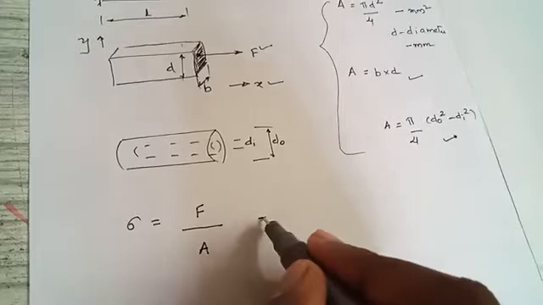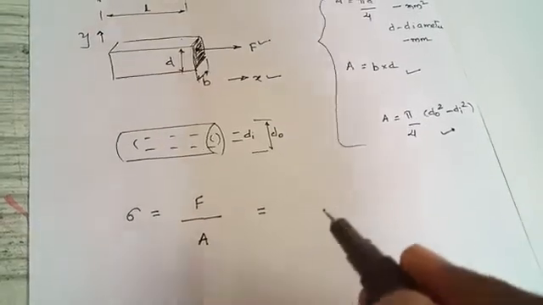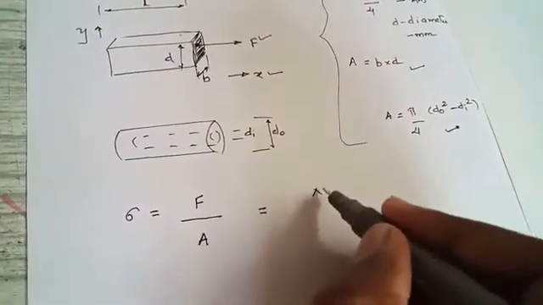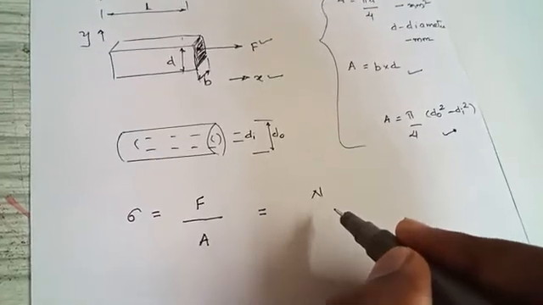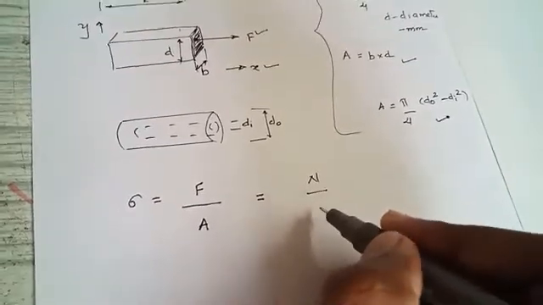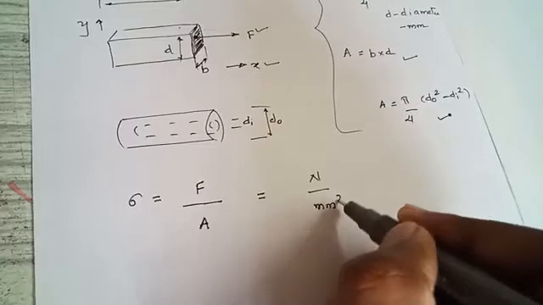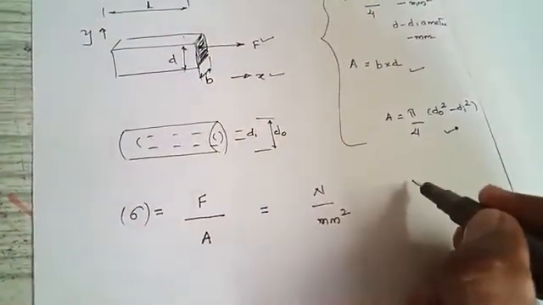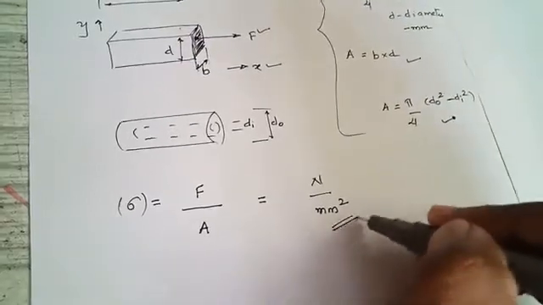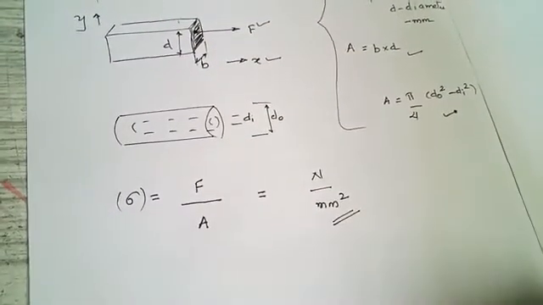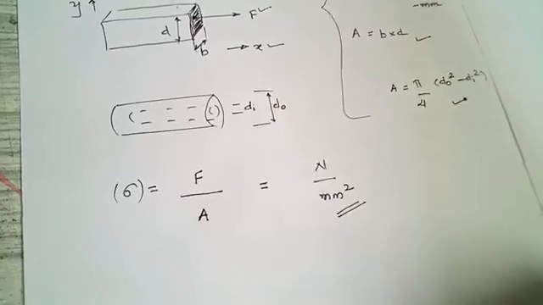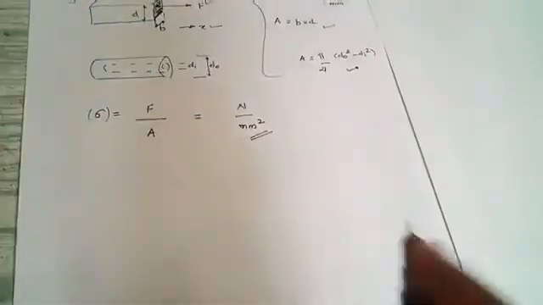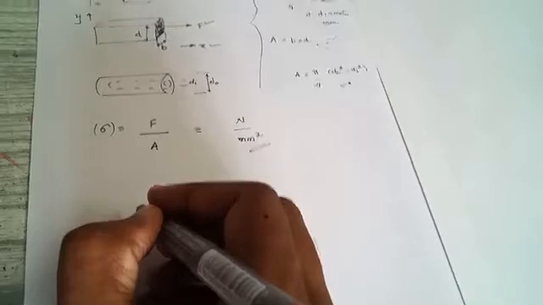Okay, next, first of all, the unit of the force, we know that it is measured in Newton, and the area unit is mm square. So the unit of sigma, the unit of stress, is Newton per mm square. This is only one portion.